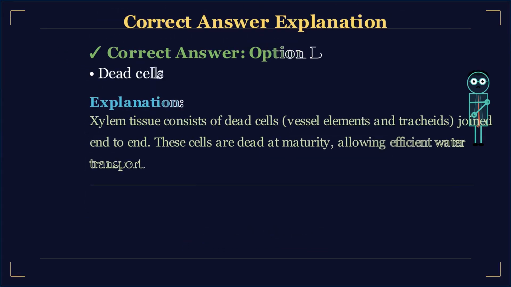Here's the explanation for the correct answer. Xylem tissue consists of dead cells, vessel elements and tracheids, joined end to end. These cells are dead at maturity, allowing efficient water transport.